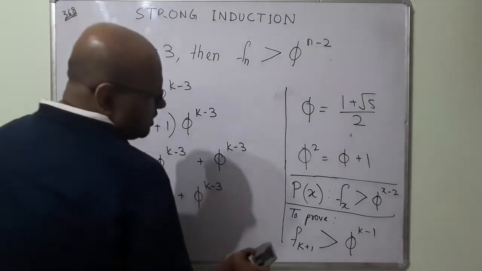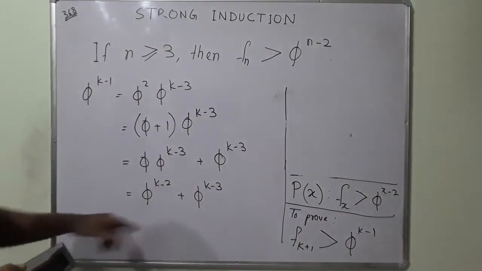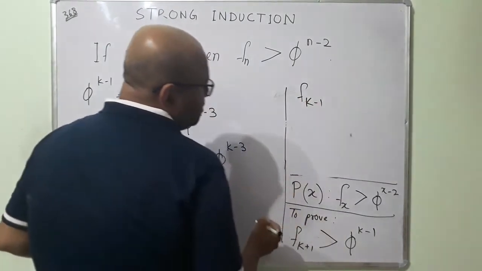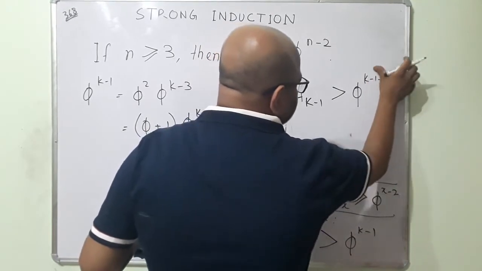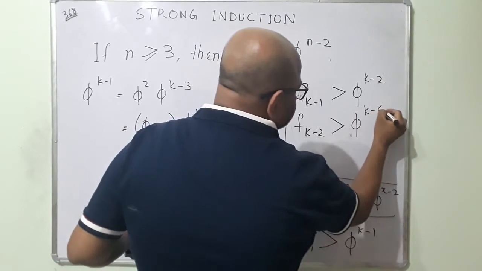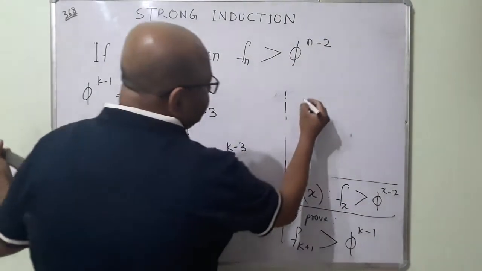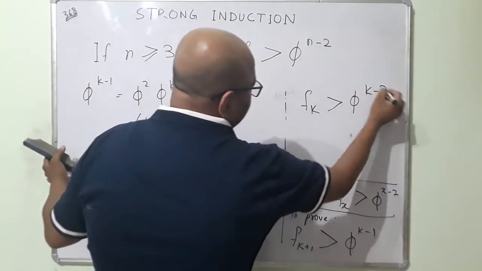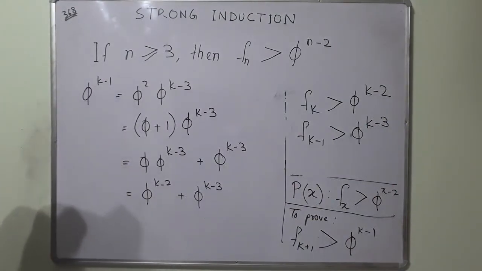Next is what? What was our inductive hypothesis? According to our inductive hypothesis, we know that f of k minus 1 is greater than 5 to the power k minus 1 minus 1, that is k minus 2, and f of k minus 2 is greater than... sorry, I made a mistake. f of k is greater than 5 to the power k minus 2, and f of k minus 1 is greater than 5 to the power k minus 3. This we know from our inductive hypothesis.